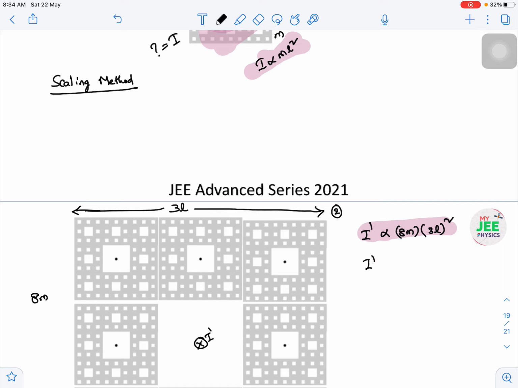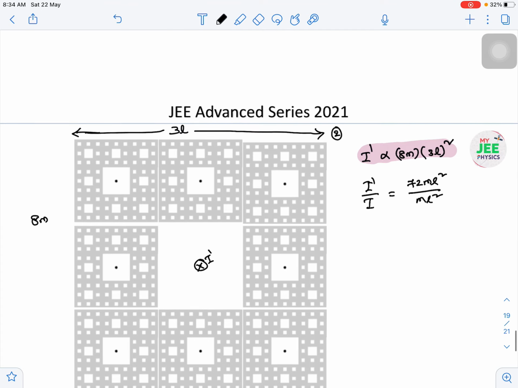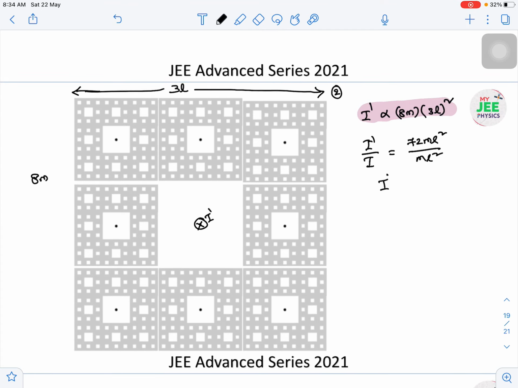The relation between these two is I dash by I is equal to 72 ml square by ml square, because that proportionality constant will cancel out. Hope you understood. So ml square goes off, then I get I dash is equal to 72 I. So some sort of relation I got, but I require the I value, not the I dash value.